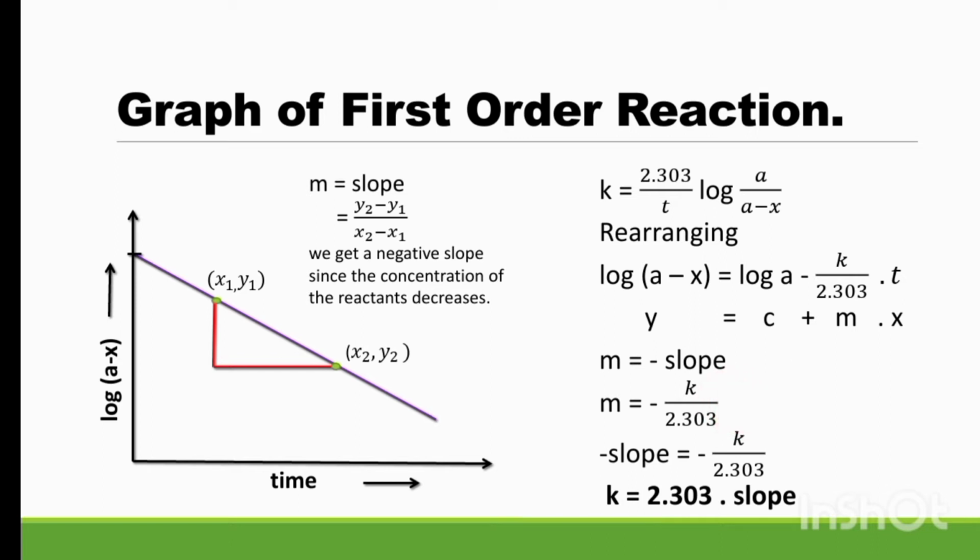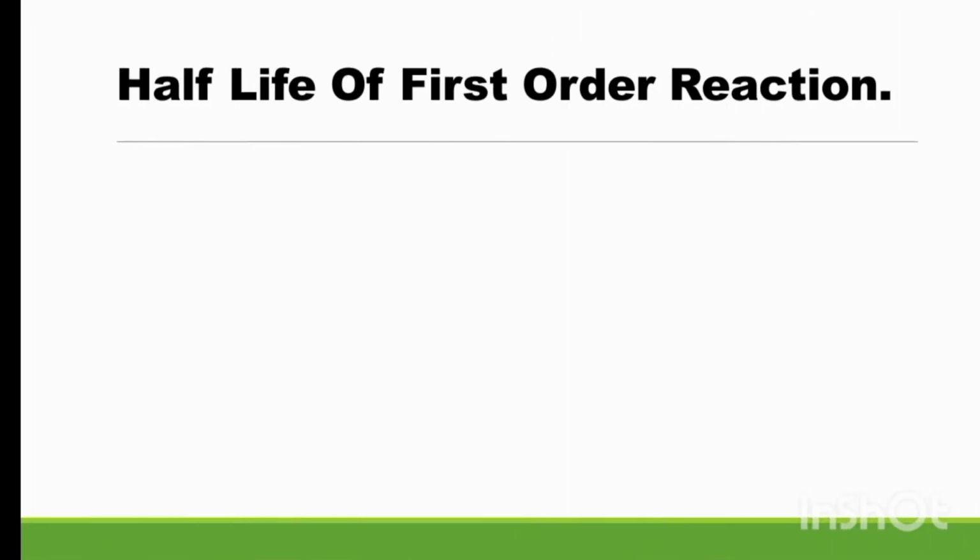If we find the slope from the graph, that is m is equal to y2 minus y1 upon x2 minus x1, then we get a negative slope since the concentration of the reactants decreases. If we equate this negative slope with minus k upon 2.303, then we get the value of k as 2.303 into the slope.